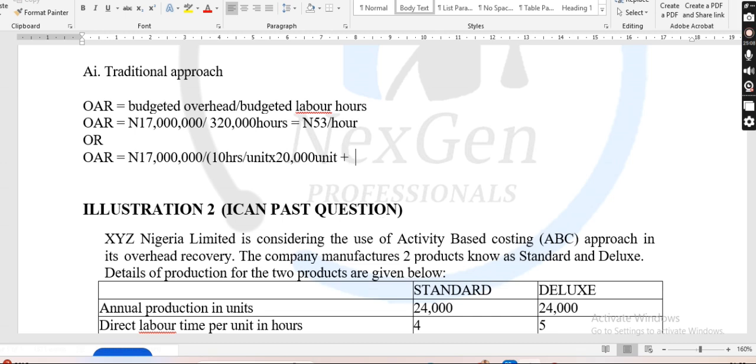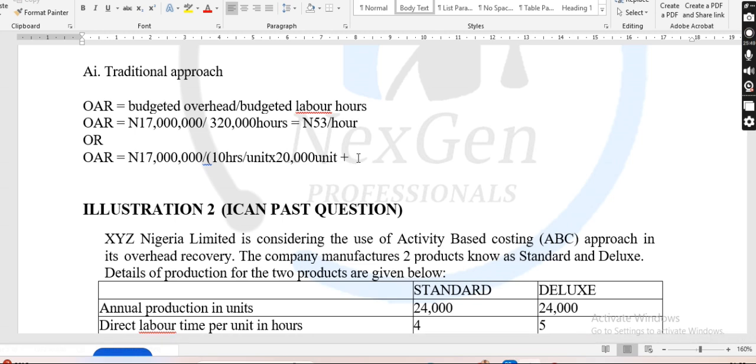So when you multiply 10 hours per unit times 20,000 units, it gives you the total number of hours that you use in producing 20,000 units. Class, please take note of all these things. It's very important, right? The 10 hours per unit goes with the units produced. Now, how many hours did they use to produce one unit?